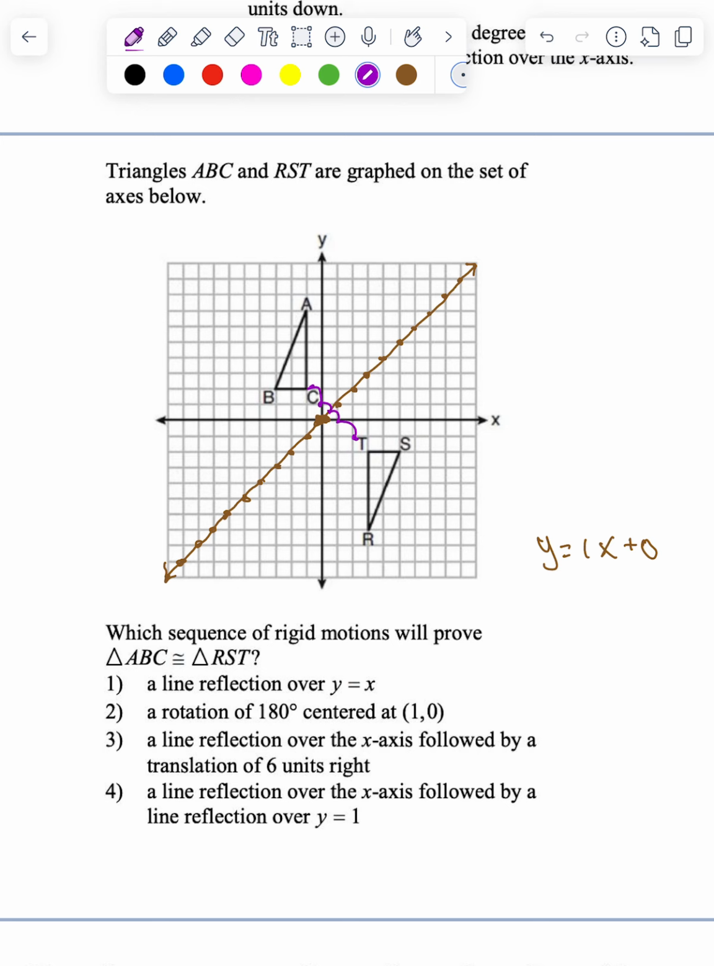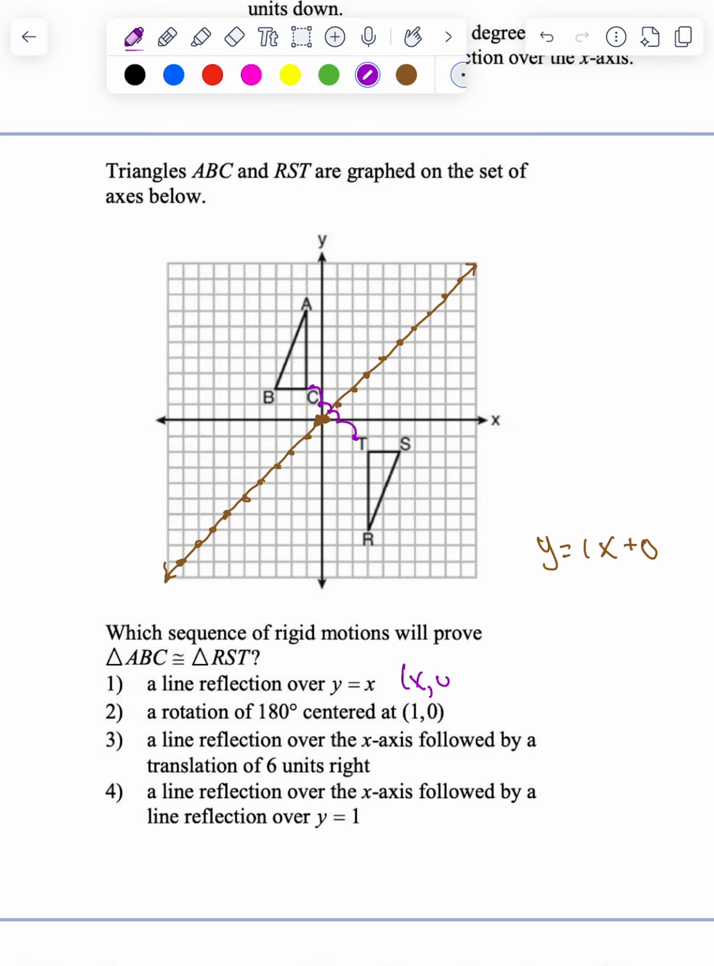Point C does not align over here with point T. So to me, it's looking like it's not going to work. But there is a rule for reflecting over the line y equals x, because it could be hard for a lot of people to count diagonally over the line and move an equal number of spaces on the other side. A very easy rule for y equals x.